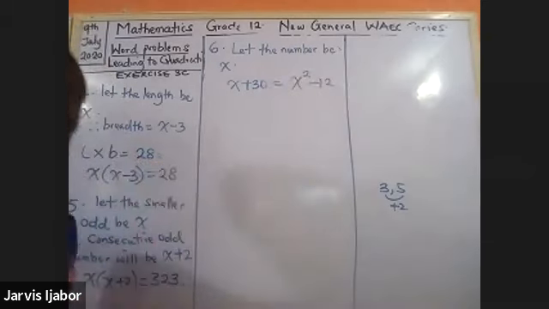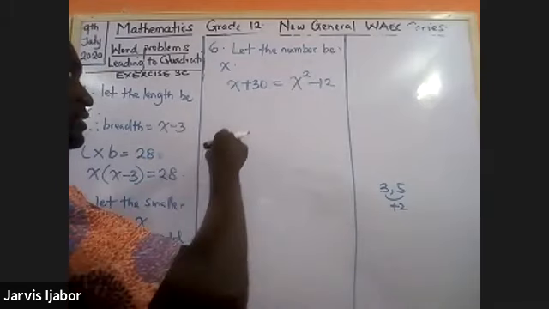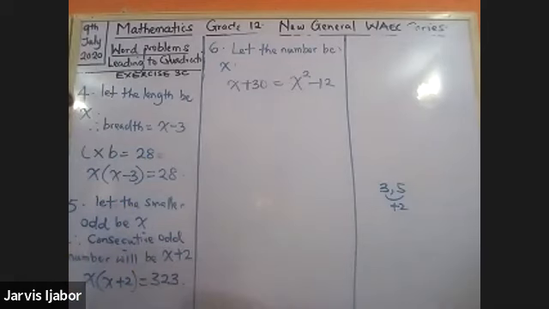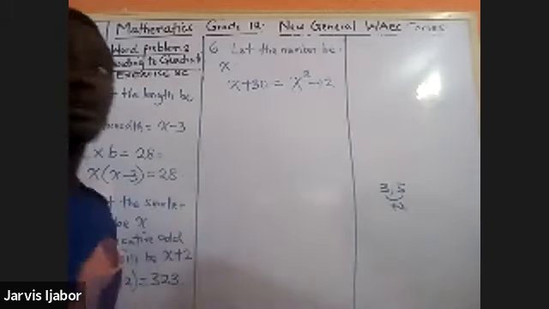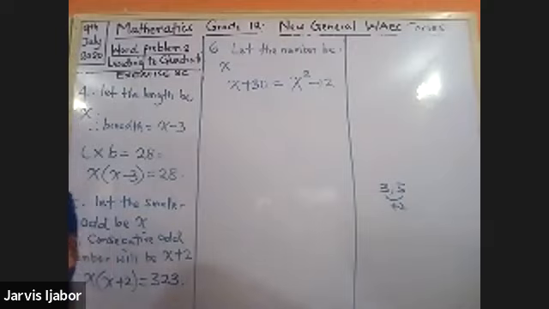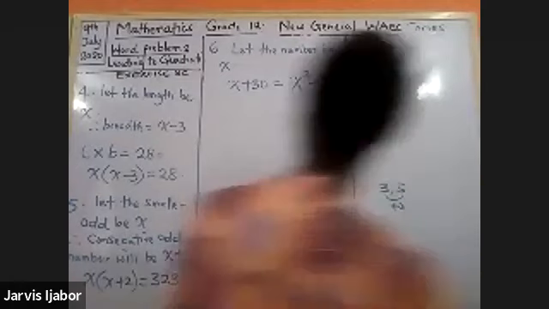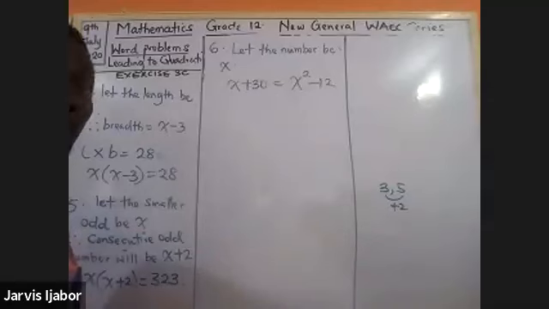That's what it means. It's not talking about less than or greater than. If a number is increased by 30, it is less than its square by 12. So if I square the number and I remove 12, I'm going to get this number back. Right? So that's for question 6. You need to solve and finish this one up.